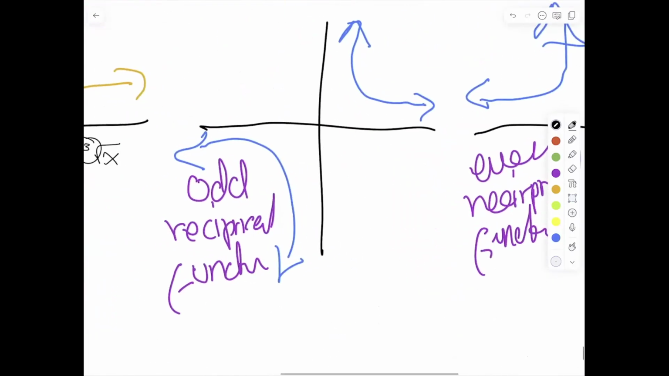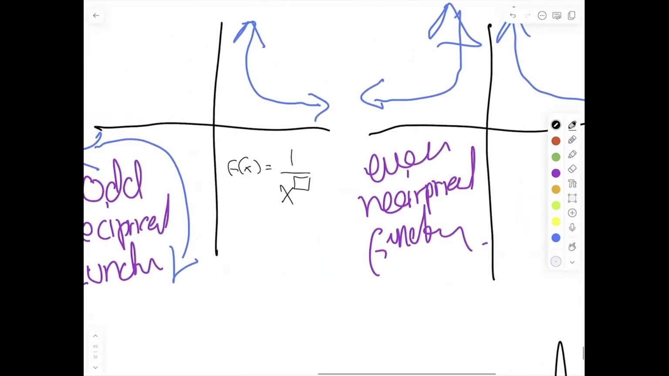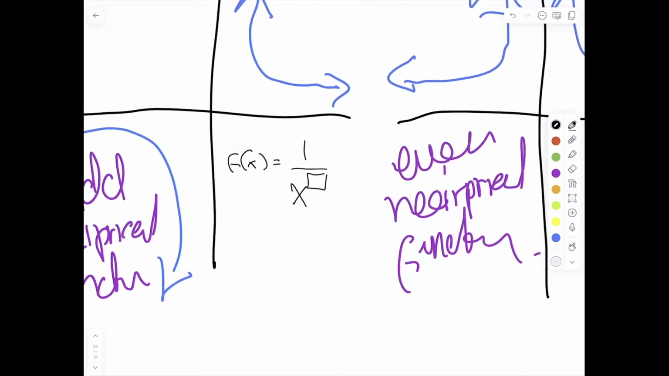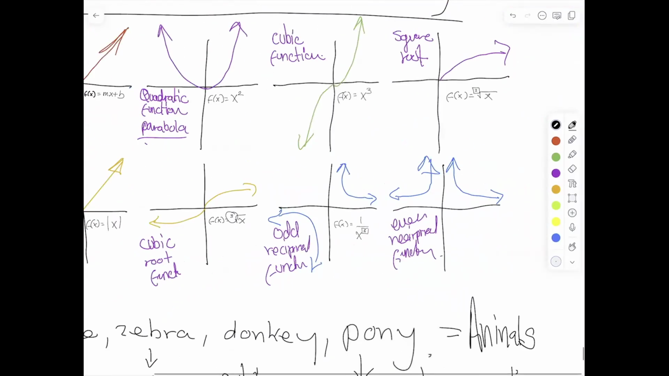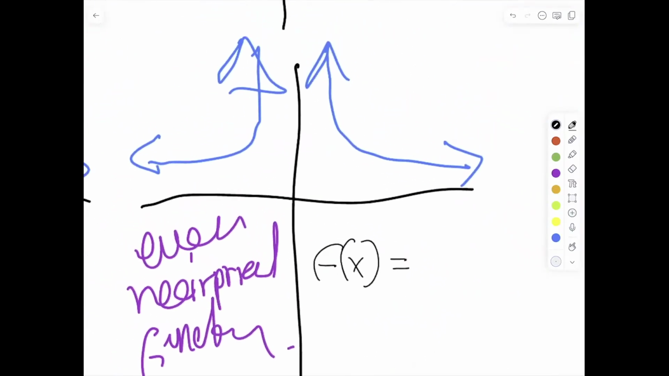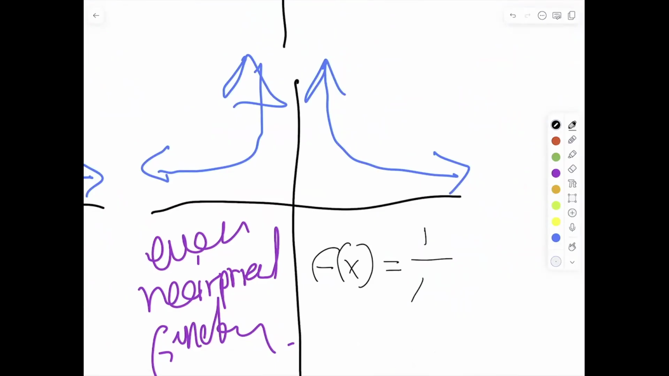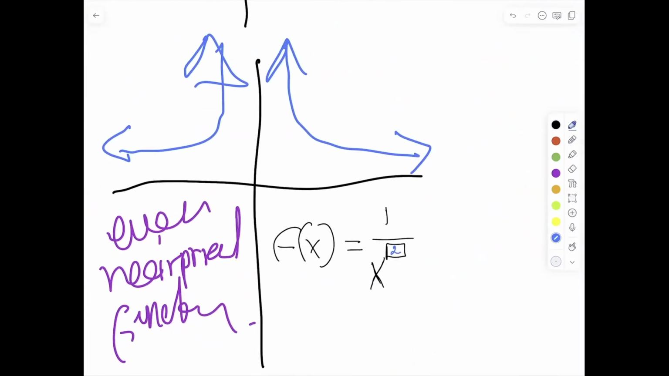Next, I have the odd reciprocal. F of x is equal to 1 over x. What is the degree here in this box? 1. And I have the even reciprocal function. What do you think is in the box? It's not going to be a 1. It's going to be a 2.